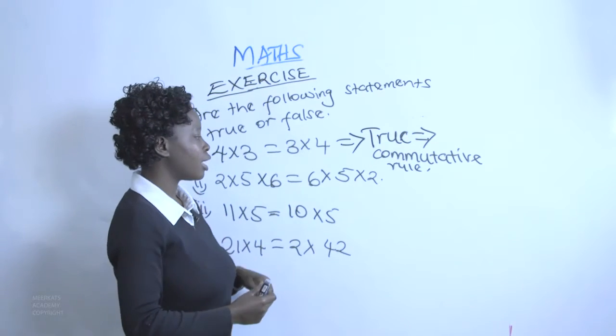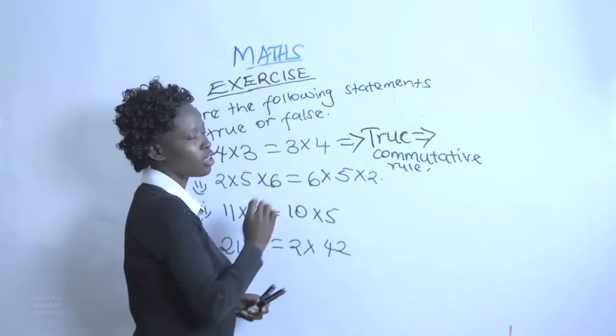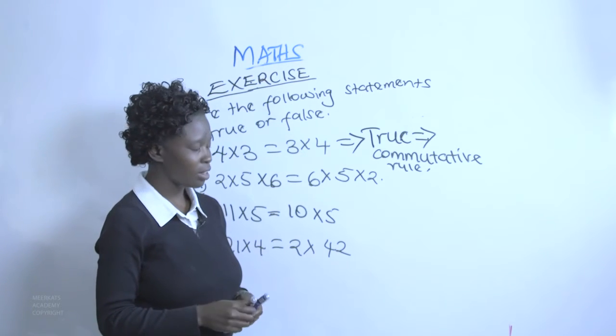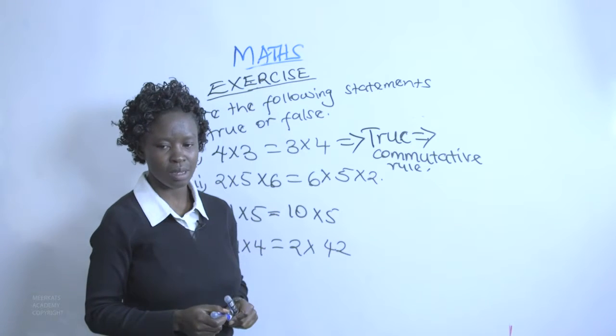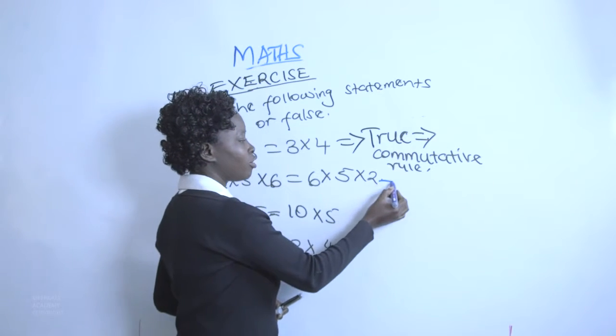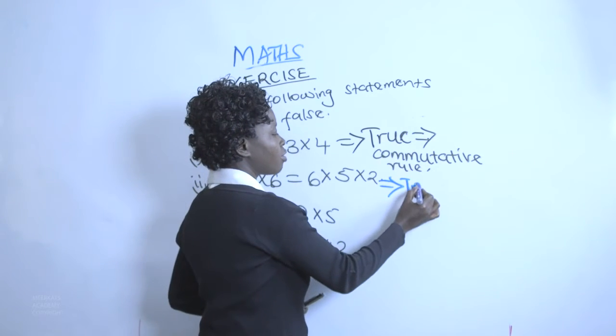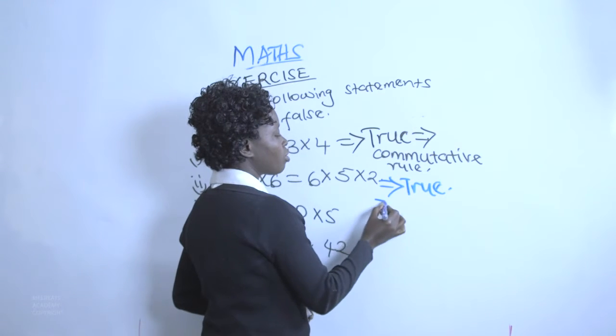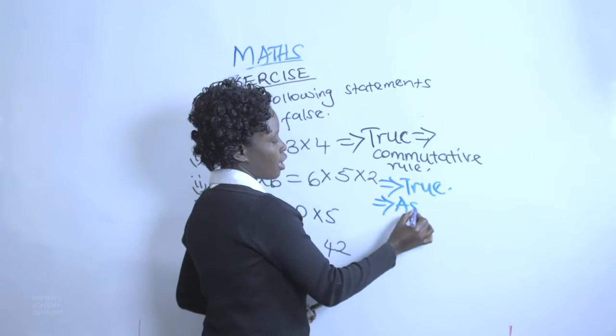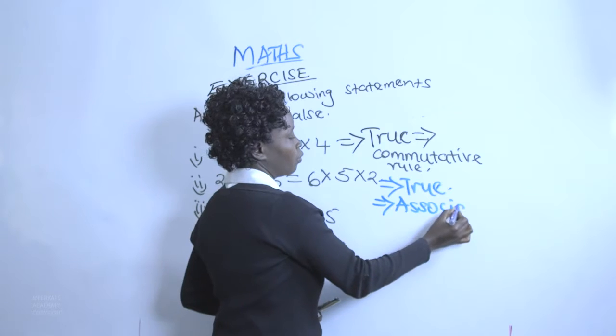So what do I mean? It means that this statement is very true. And the rule that has been applied in this statement is simply the associative rule. So we are saying that this statement is true because they have applied the associative rule.